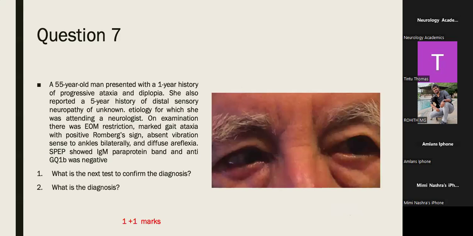Next question is a case scenario where a 55-year-old man presented with a 1-year history of progressive ataxia and diplopia. He also reported a 5-year history of distal sensory neuropathy of unknown etiology, for which he was attending a neurologist. On examination, there was extraocular movement restriction, as shown in the picture, and marked gait ataxia with positive Romberg sign, absent vibration sense at the ankles bilaterally, and diffuse areflexia. His protein electrophoresis showed IgM paraprotein band positive, and anti-GQ1B was negative. What is the next test to confirm the diagnosis, and what is the diagnosis?